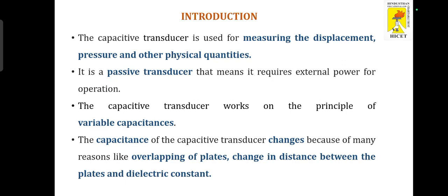The capacitive transducer works on the principle of variable capacitance. So if the input is varied, the capacitance is also varied. Through the variable capacitance, we can measure its corresponding equivalent. The capacitance changes because of many reasons like overlapping of plates, change in distance between the plates, and the dielectric constant.